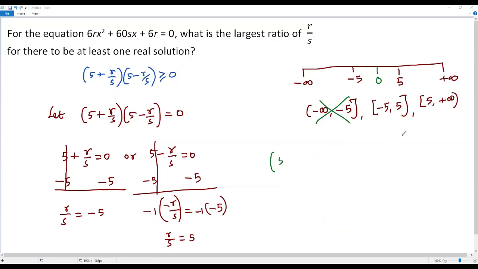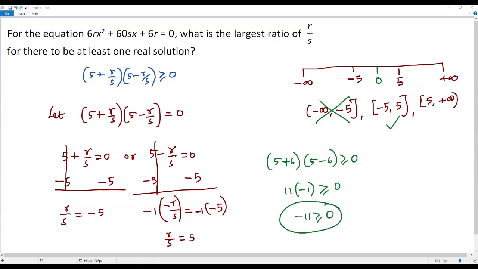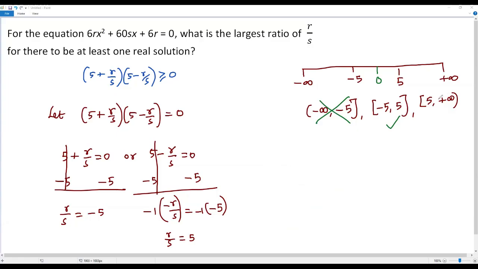Anyways, we can verify the third interval as well. That is phi, comma positive infinity. Now let's take a random value in this interval. That is 6. So when I plug in 6 for r over s in this inequality, let's see what's happening. Then we get phi positive 6 times phi negative 6 greater than or equal to 0. So this is 11, and this is negative 1 greater than or equal to 0. 11 times negative 1 is negative 11 greater than or equal to 0. So again it's false, because a negative number cannot be greater than or equal to 0. So the third interval, phi, comma positive infinity, does not satisfy the inequality we have over here.